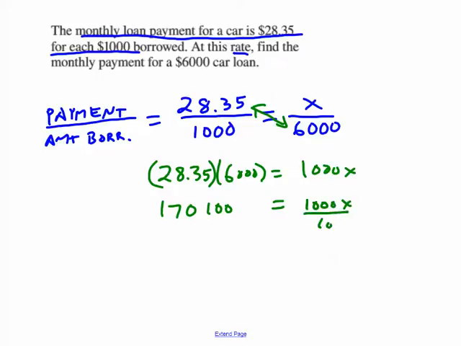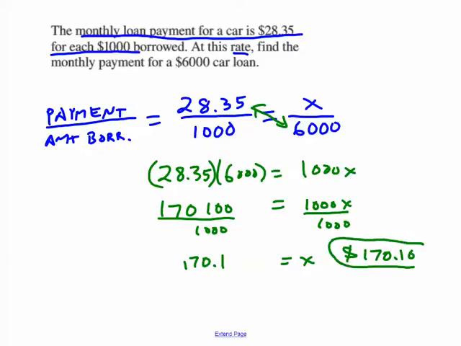Divide by 1,000. Divide by 1,000. And I got x on the right side equals 170.1. We're dividing by 1,000, which means we move the decimal 3 spots to the left. X equals 170.1. What does that mean? Well, the answer should be $170.10. That would be our monthly payment if we borrowed $6,000.